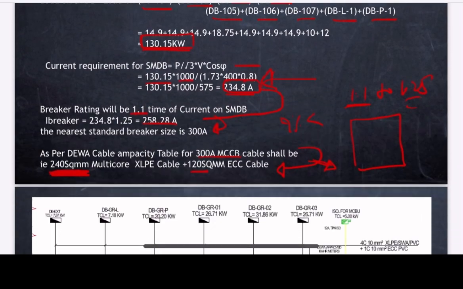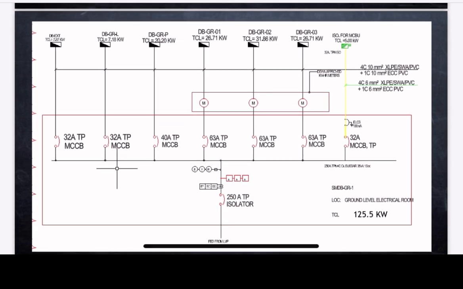Now in the same way I use the concept and I design the SMDB GR1. This has an external DB, a ground floor light DB, a ground floor power DB, and DB GR1, DB GR2, DB GR3, and we have one MCBU which is of 5 kilowatt. So I know the total connected load of each DB.